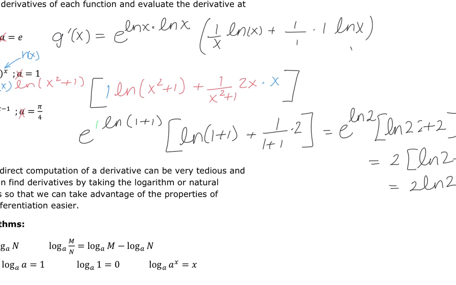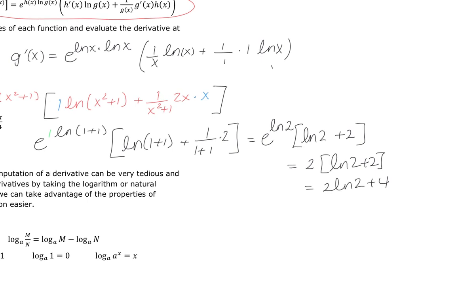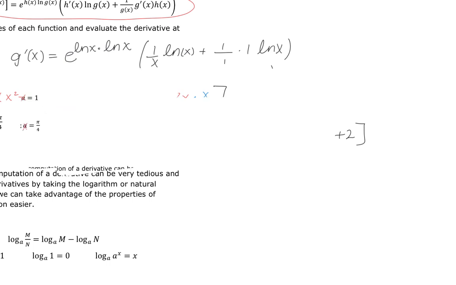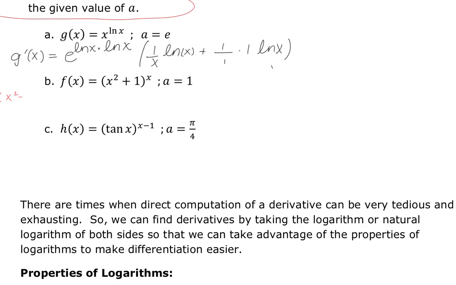All right, so let's take a look at my last example. So what I'm going to do is go ahead and erase all of this so I have the space again. Okay, so we're now going to do h of x is equal to the tangent.